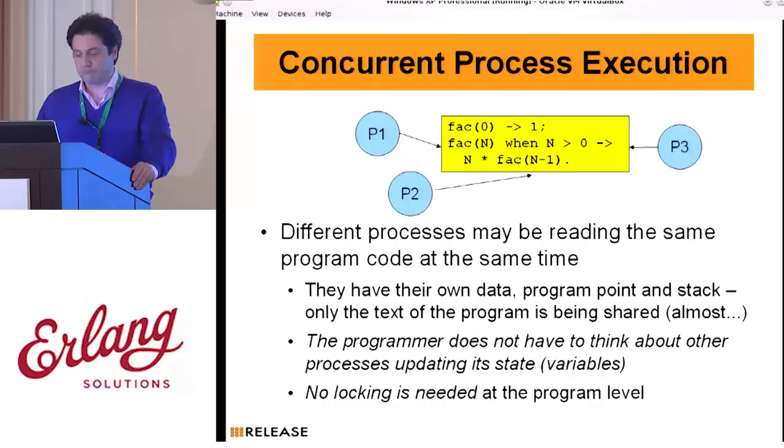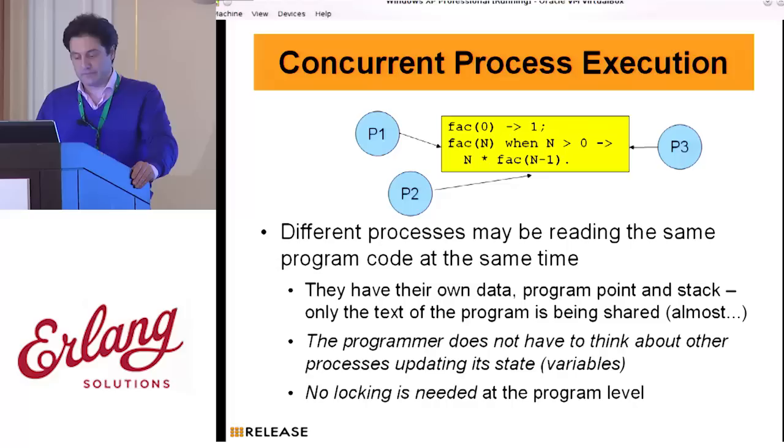So different processes may be reading, of course, the same program code at the same time. They have their own data. They have their own program point, where they are in the execution. And they have their own stack. And only the text of the program is being shared, conceptually at least.